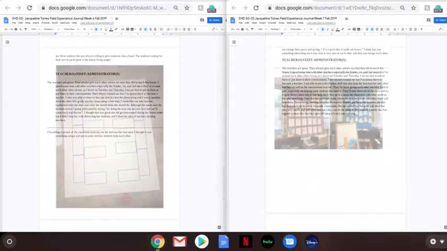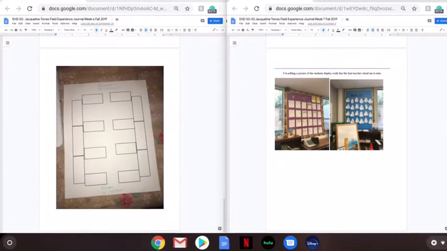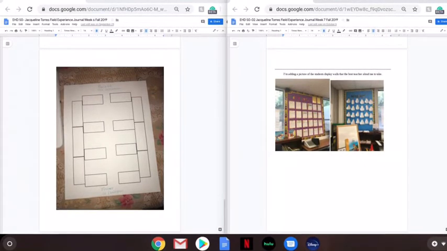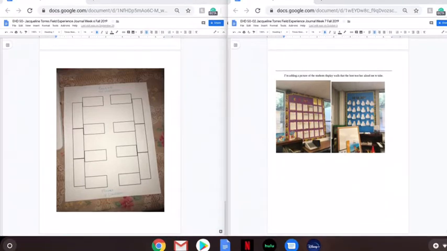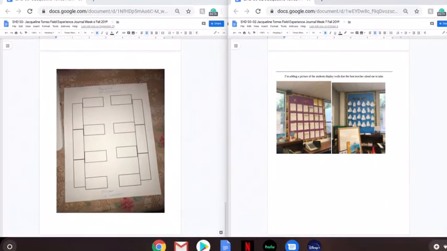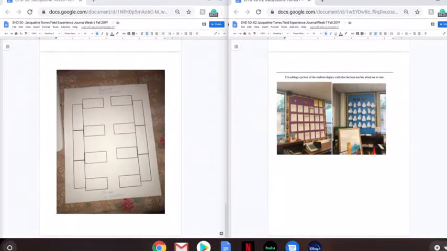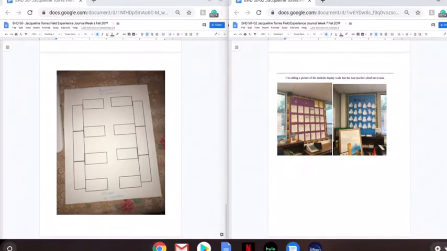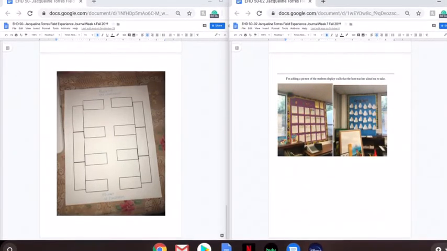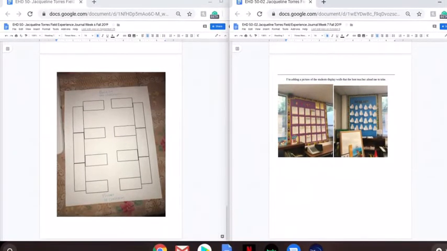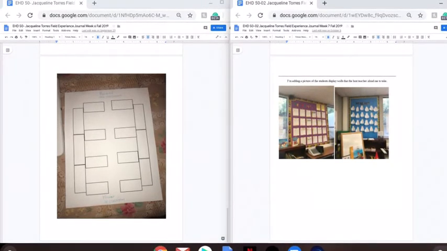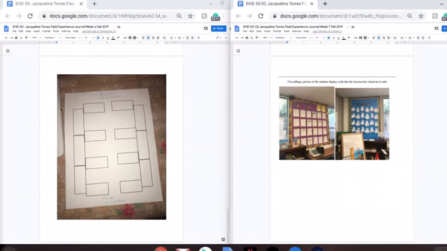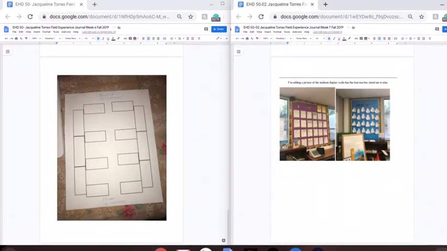And then I would always add pictures at the end if I had any pictures to add from that week that I was observing. If I was talking about the classroom, I put a picture of how the teacher arranged her classroom, or if there were any assignments on the wall that I thought were really interesting, I would put them at the end of each reflection and journal entry. So this is usually how I would do my journal entries.